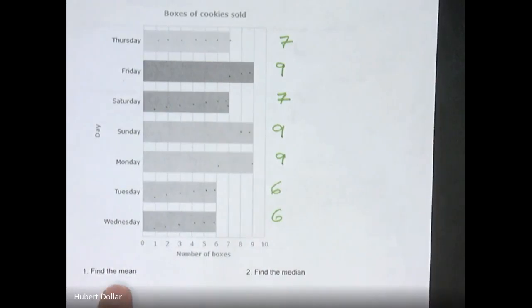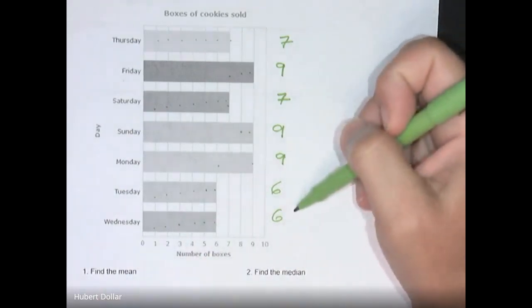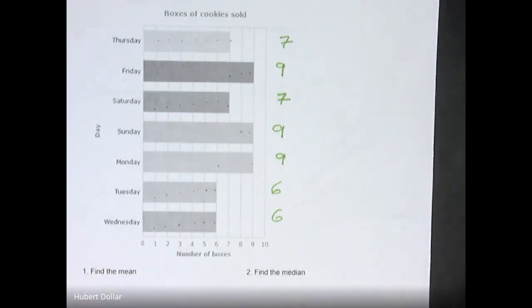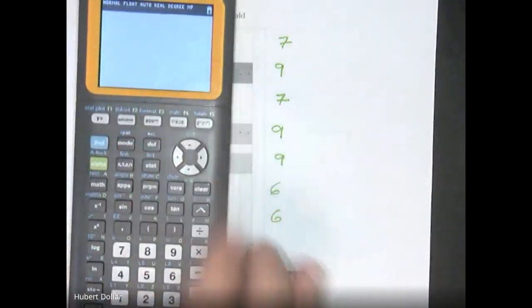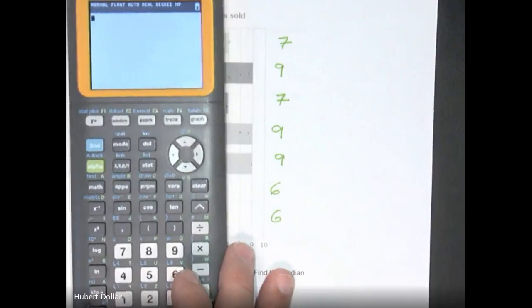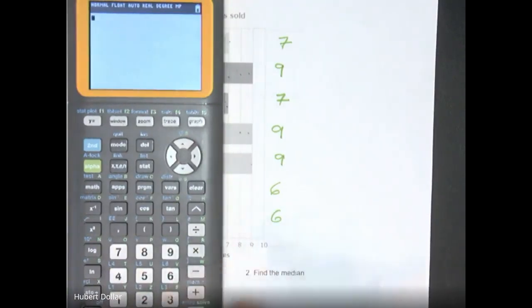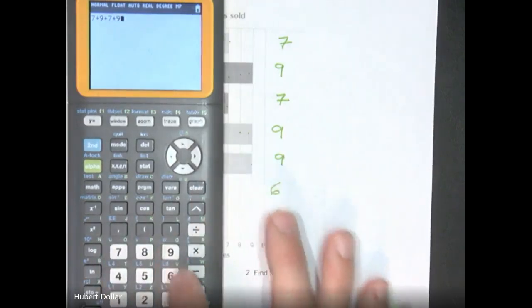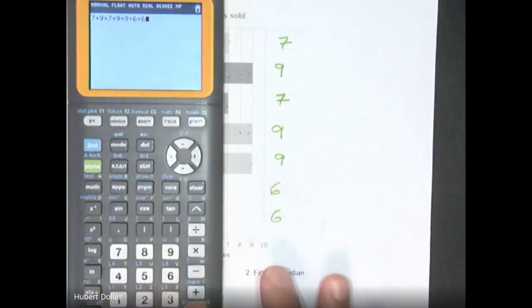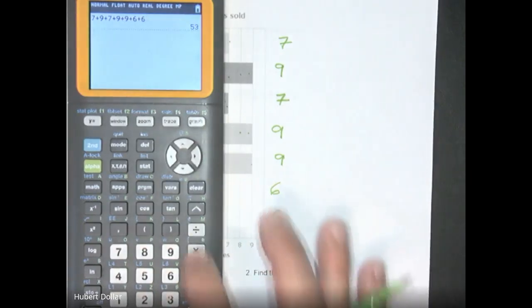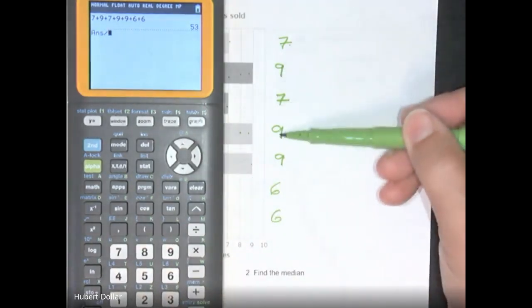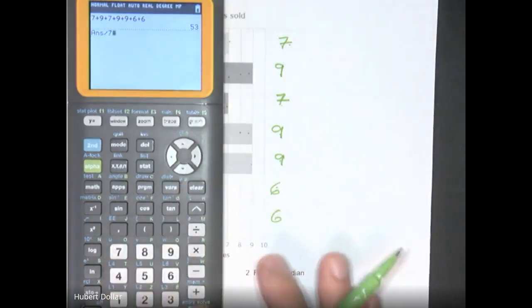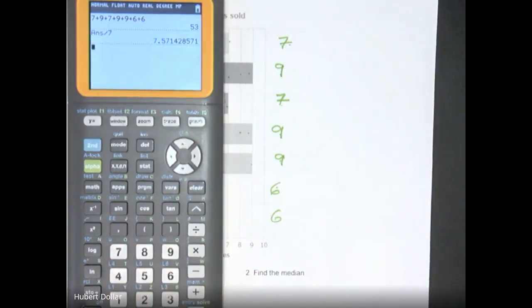So when we find the mean, we're going to add all these numbers together and divide by how many we got. Now, we'll do it 3 ways. One is using the calculator just as a calculator and not as a computer. So we can put in the numbers 7 plus 9 plus 7 plus 9 plus 9 plus 6 plus 6. You must hit enter. Then we divide by how many we got, 1, 2, 3, 4, 5, 6, 7. We divide by 7, and the answer is 7.57.